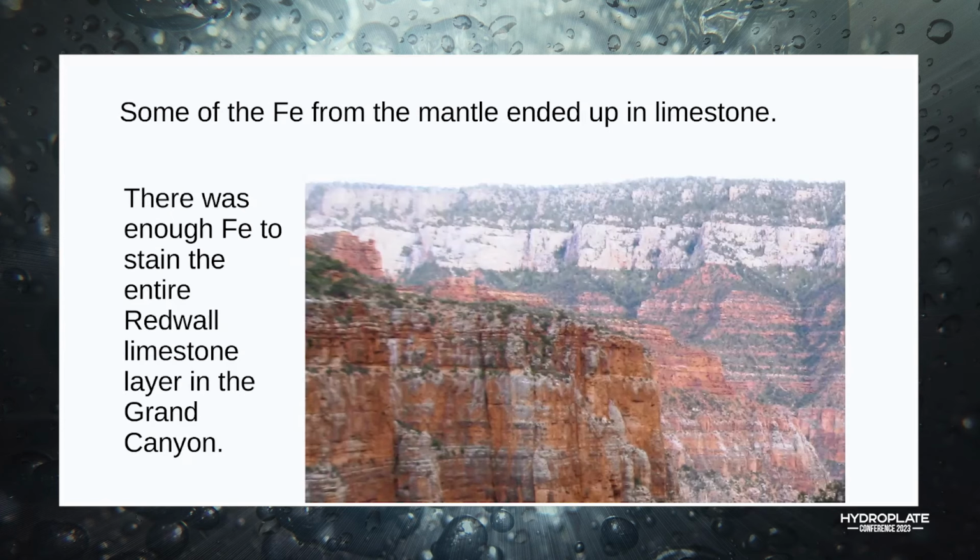And in areas where there was a lot of iron mixed with the calcium carbonate, we got red layers of limestone. And apparently there was enough iron in the water to stain very large layers like the red wall limestone in Grand Canyon.